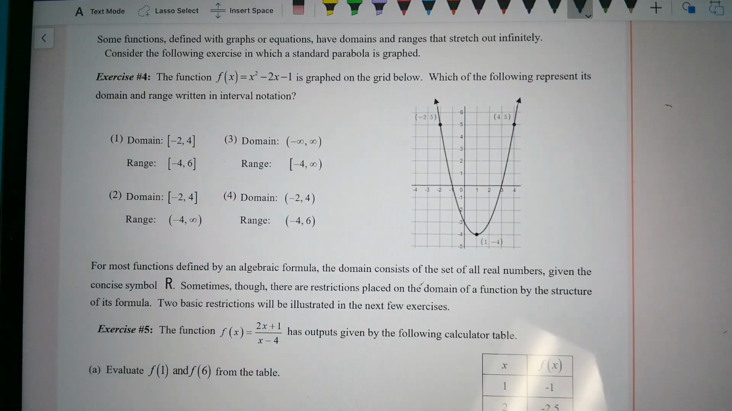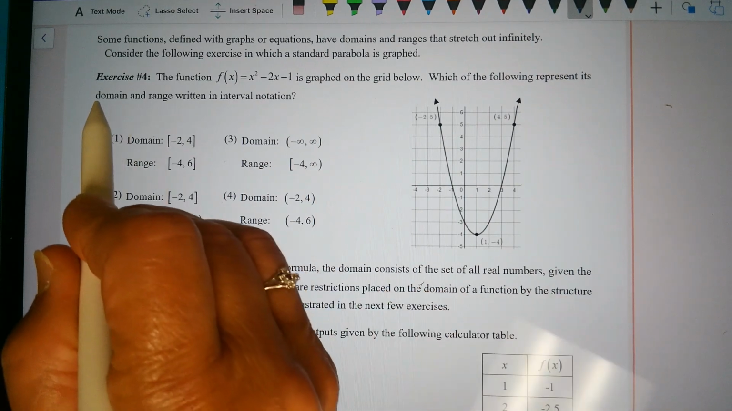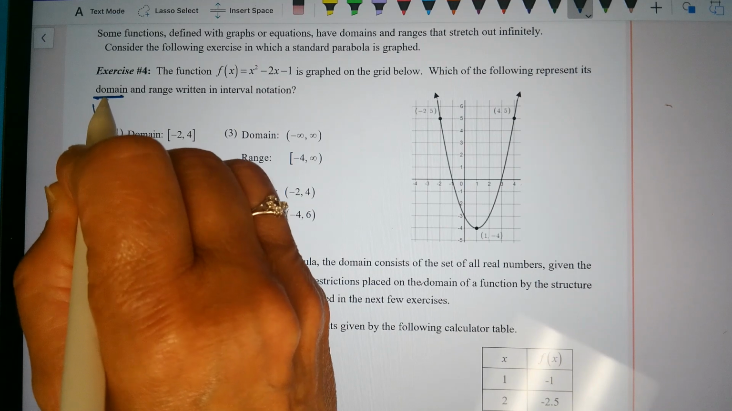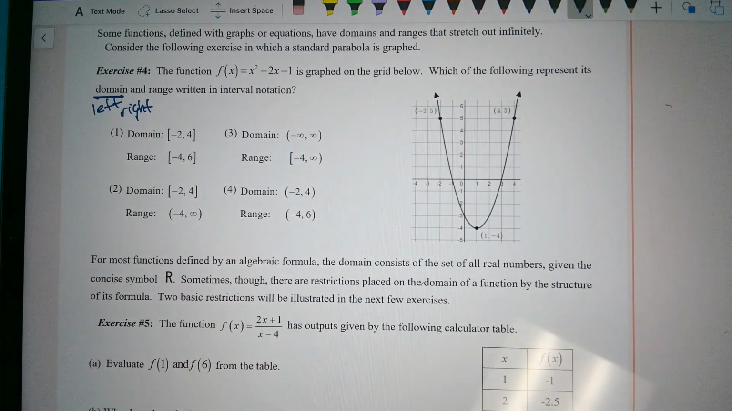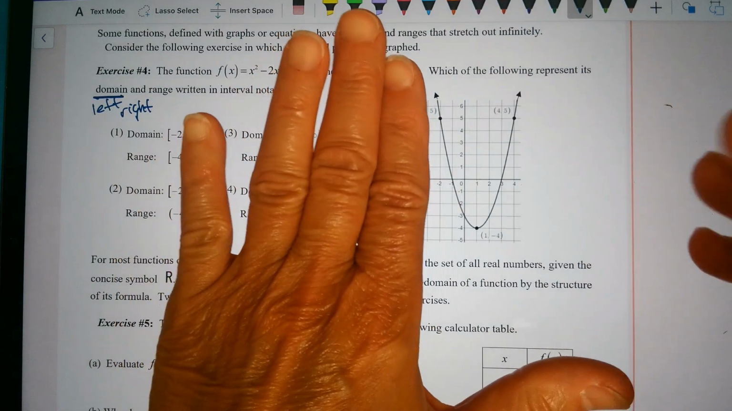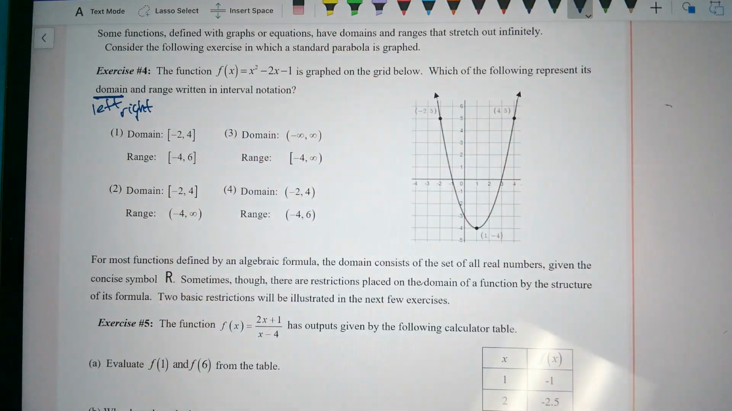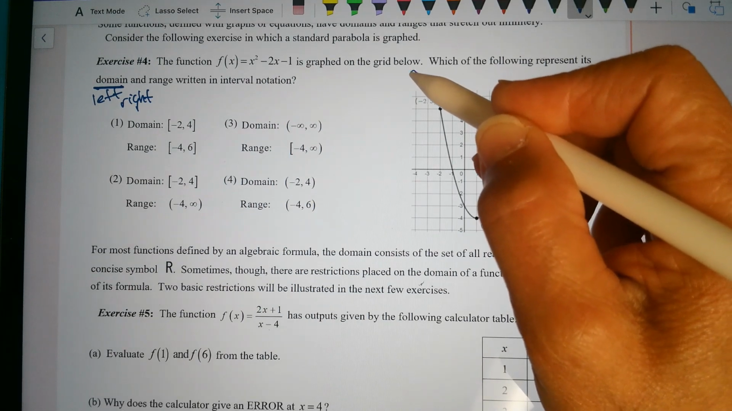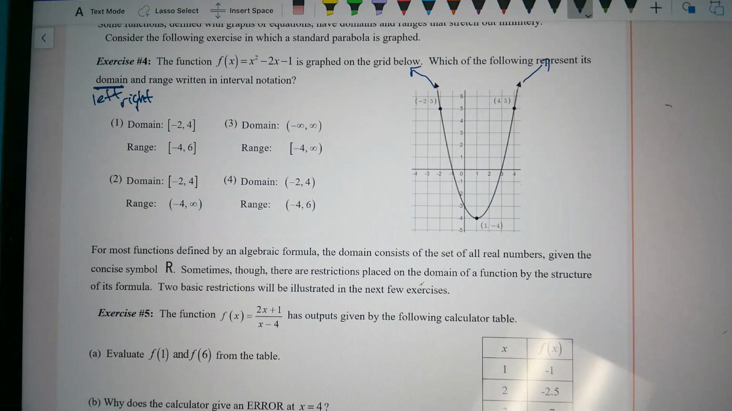And for our domain, write this down. It's got to be left to right. The more you write it, the easier you're going to have remembering it. Left to right. Okay, left to right. Oh, wait a minute, we've got arrows here. So that means this keeps going off to the left and up to the right.